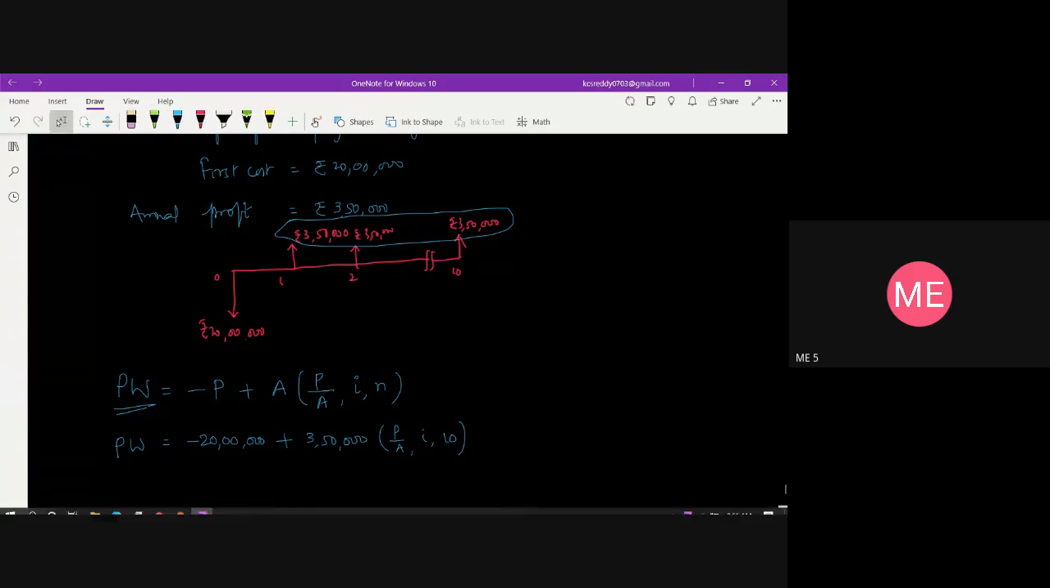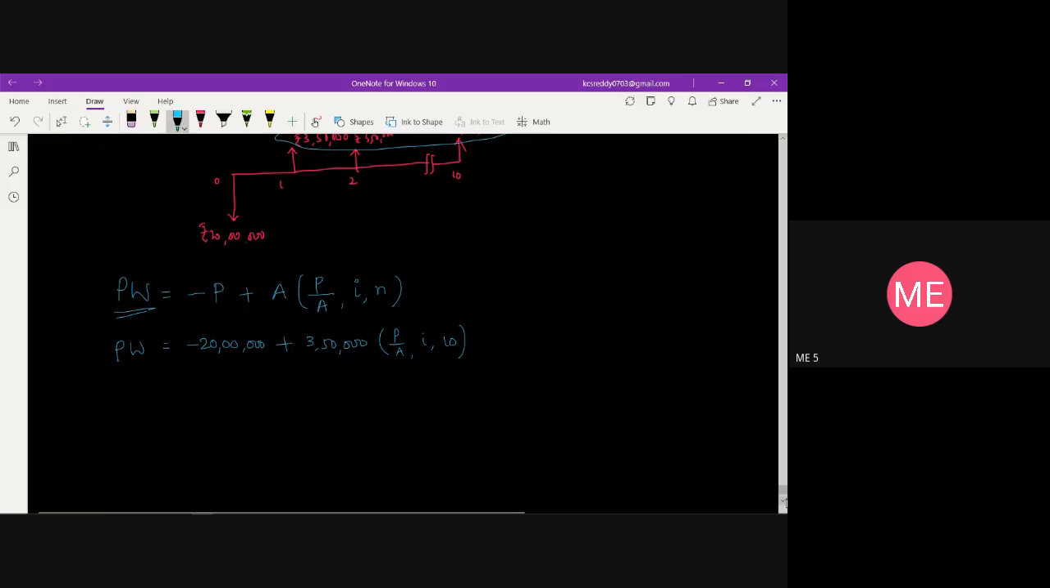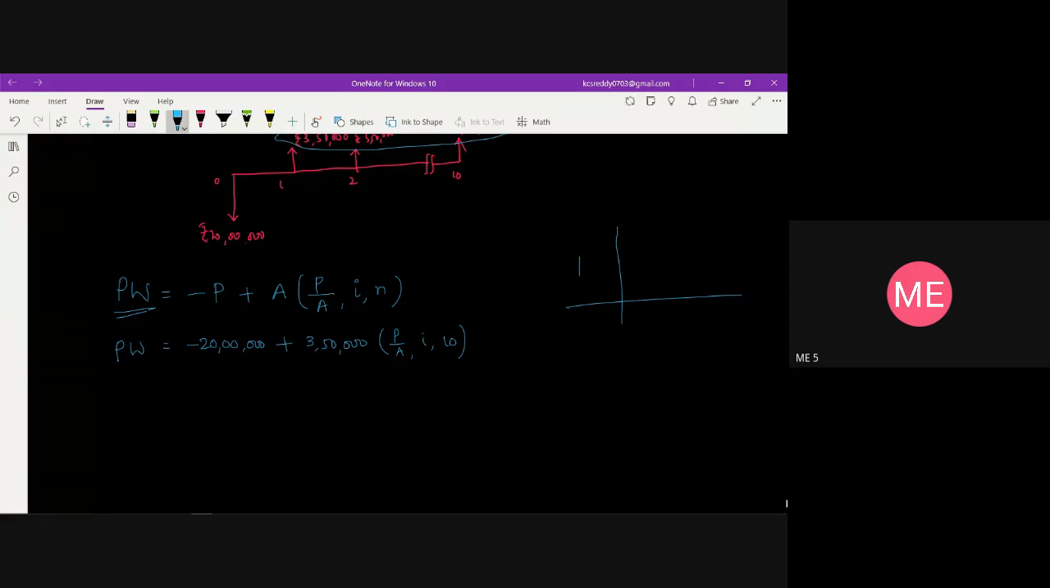Say, for example, if I substitute values for I, take this graph: on the y-axis we have the present worth, and the internal rate of return is on the x-axis. There will be a line, so for values of I like 0, 1, 2, if you substitute, the present worth keeps reducing, and at a particular point, for a particular value of I, the present worth is going to be 0.